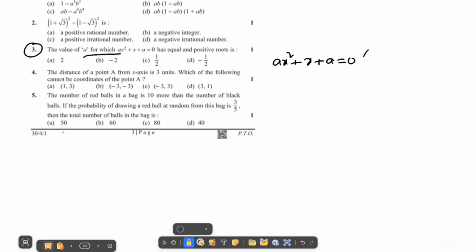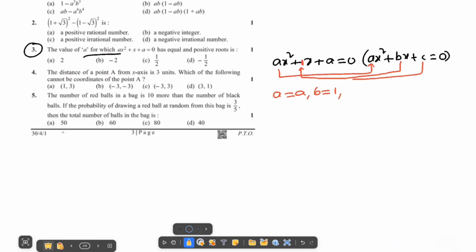Let's compare this one with the general quadratic equation. What is the general quadratic equation? ax square plus bx plus c is equal to 0. If you compare, the coefficient of x square, a, is the same. That means here a is a only. The coefficient of x is 1, so b is equal to 1. And c, the constant term, here is a.